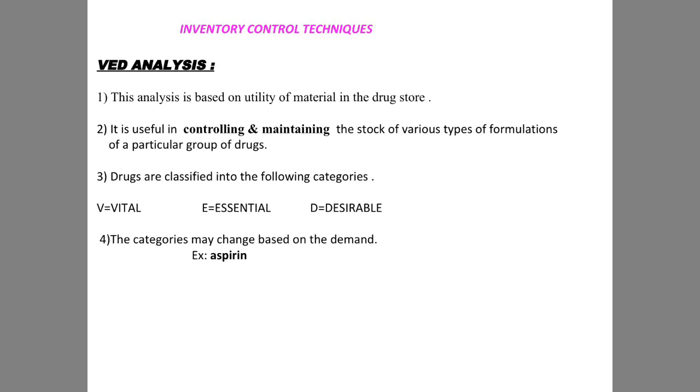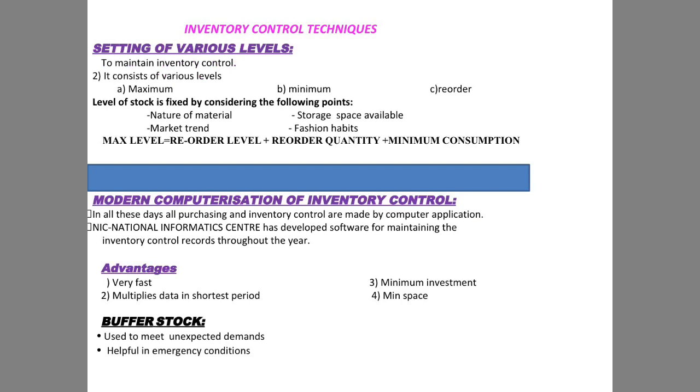And one of the things in doing this analysis, we look at what should be our mins and maxes and our reorder points. So to maintain inventory control, you have various levels. What's the maximum at any time do I want to carry of this product? What is the minimum of this product do I want to carry? And what is the reorder?